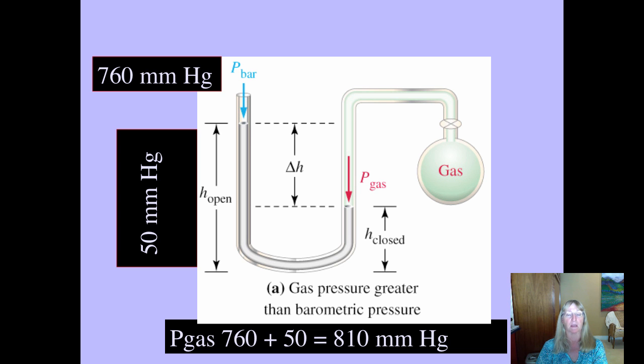You recognize, because of the picture, that the inside trapped gas in the manometer is pushing stronger than the outside pressure. So what that means is that the gas inside must be greater than the pressure outside. How much greater? 50 millimeters of mercury pressure greater. So you take the outside pressure given and you add the difference between the two arms of mercury heights, and now you know the pressure inside for the trapped gas is 810 millimeters of mercury. That's how you do it if the pressure inside is greater.